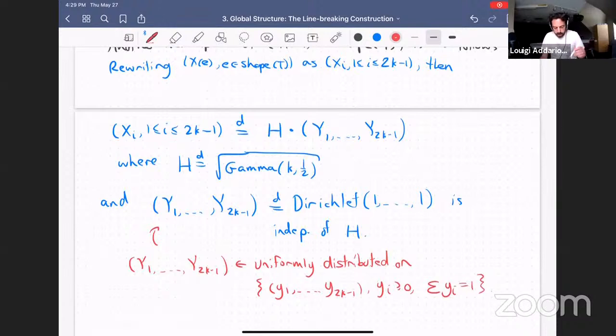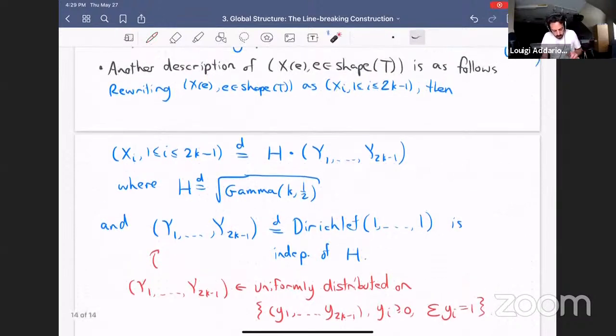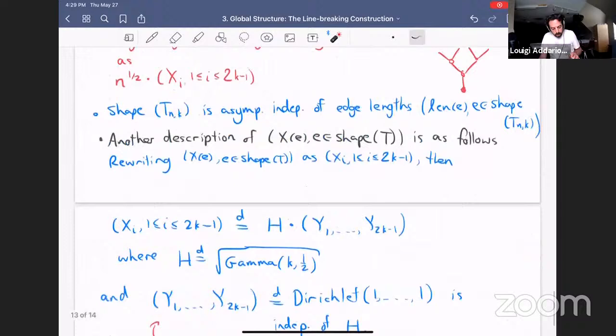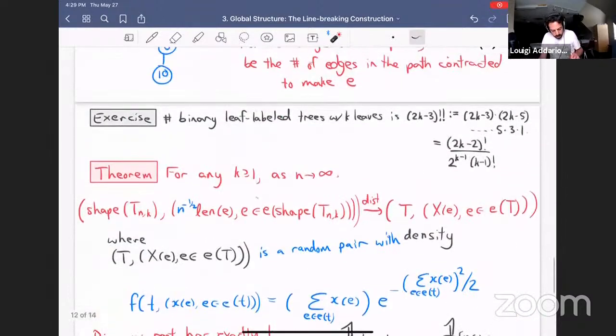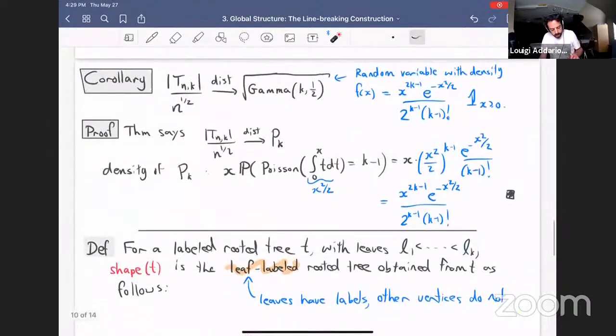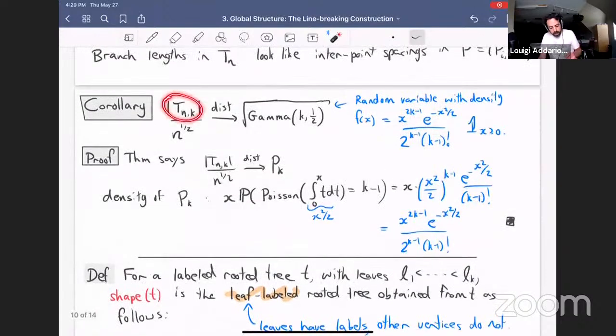Okay, so this total mass here is a term we already saw before, right? We mentioned up above that the total mass of T and K looks like the square root of a gamma K half. Okay, and so now what I'm saying is, if you take your tree T and K, you boil it down to its shape, which means rather than keeping all of the internal vertices on those edge lengths, you just write down the number which is the total length.